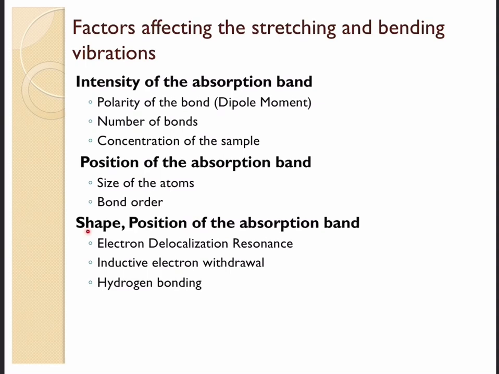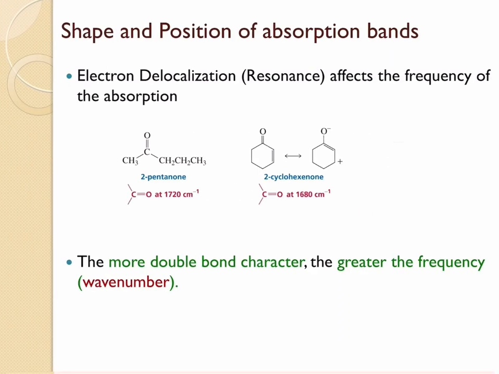Now the last thing is that the shape and the position of the absorption bands is also going to be affected by electron delocalization by resonance, inductive electron withdrawal, and hydrogen bonding. Let's now take a look into how the electron delocalization by resonance is going to affect the frequency of the stretching vibration. Now here we have two different compounds. We have 2-pentanone and 2-cyclohexanone. Now both of these compounds have got carbonyl group. Here is a carbonyl group, and this also has got carbonyl group. While 2-pentanone stretches at 1720 centimeter inverse, this 2-cyclohexanone stretches at relatively lower frequency of 1680 centimeter inverse.